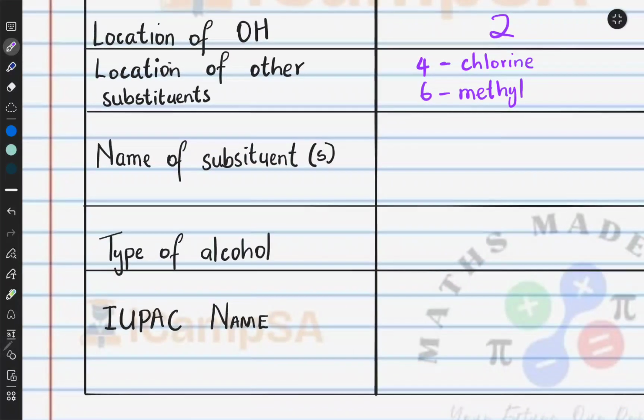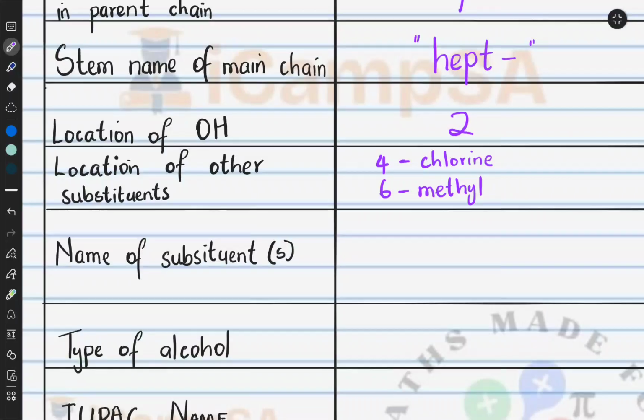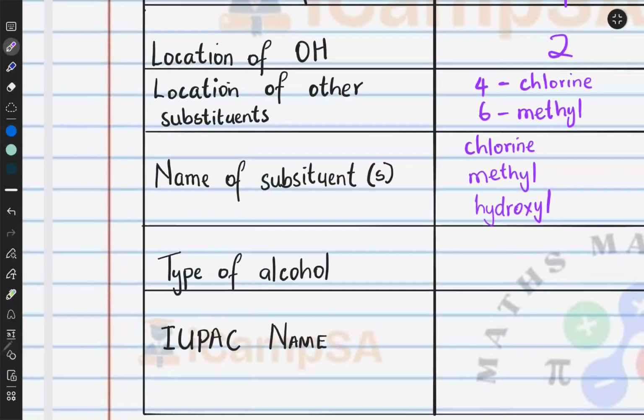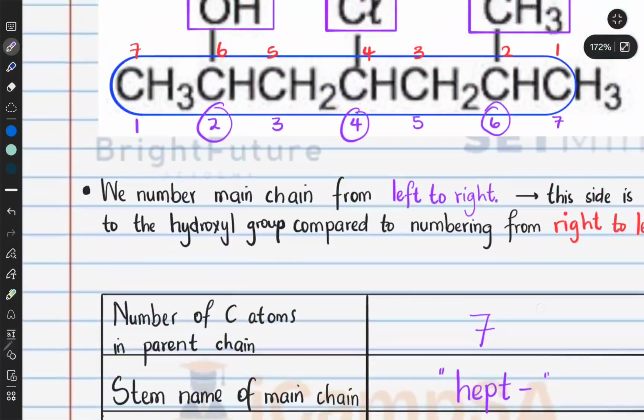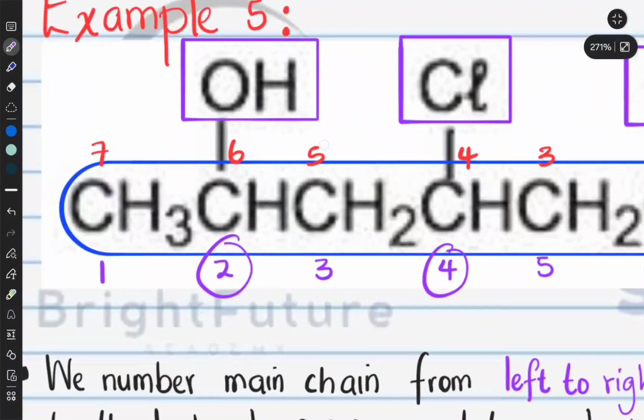All right, so the names of these substituents: we have chlorine, we have the methyl group, and then we have the hydroxyl group. All right, what is the type of the alcohol though? If you check, the hydroxyl group is attached to this carbon atom. This carbon atom is in turn attached to this carbon atom and that carbon atom. So this would have to be a secondary alcohol.